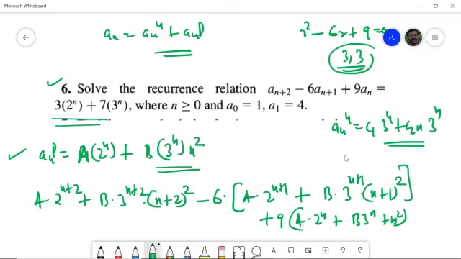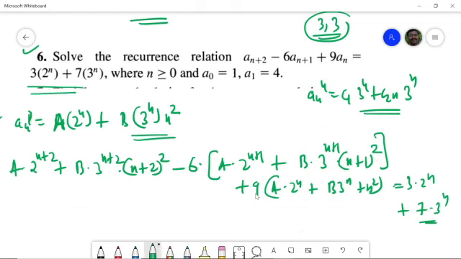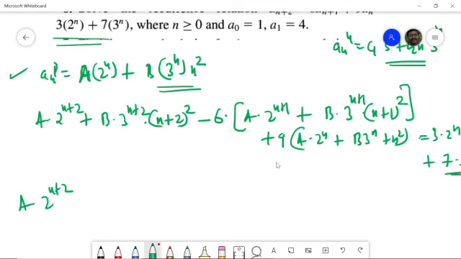So we will compare these things here. What will you get? When you simplify these things here, you will have a into 2 raised to n plus 2 is there, and then 2 raised to n is coming here, minus 6 into 2 raised to n plus 1 is there, then plus 9 into 2 raised to n is there, okay.